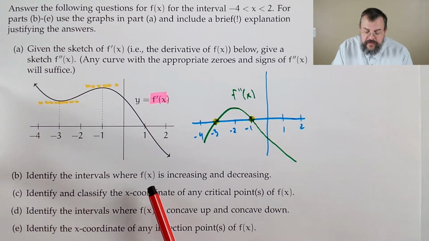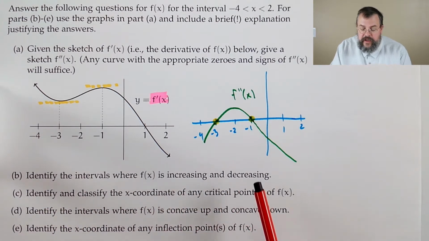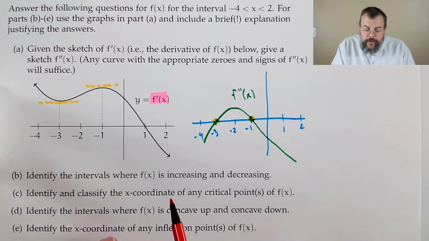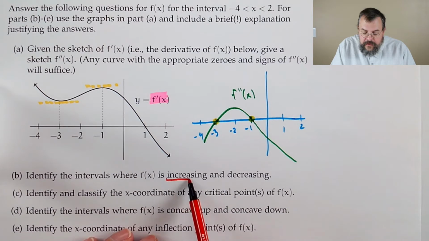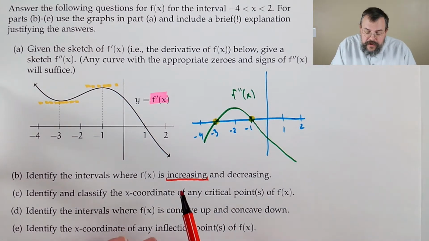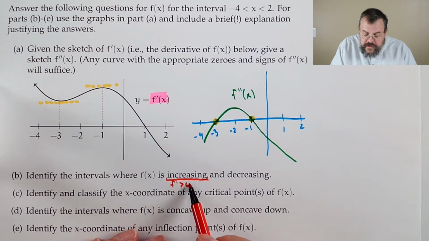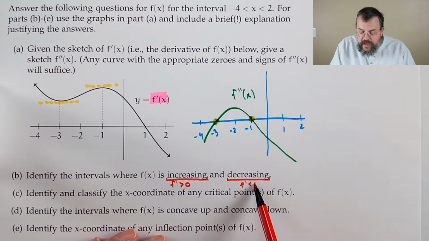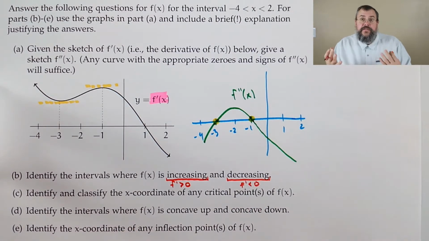Identify the intervals where f of x is increasing and decreasing. So how do we know if something is increasing or decreasing? Well, the way we look for it, if we have derivatives, and we do, we say that needs to be where our first derivative is positive, and we are decreasing where our first derivative is negative. So our justification is we look at the first derivative and check for the sign.